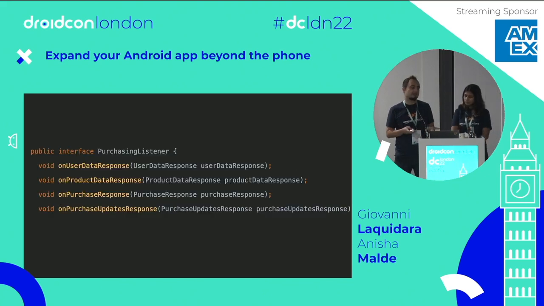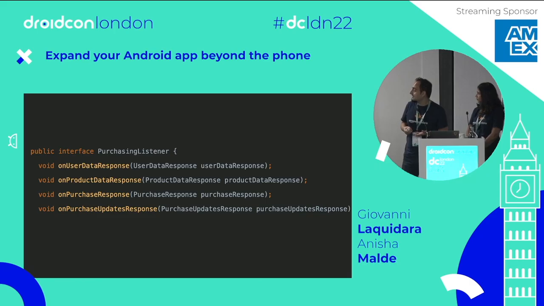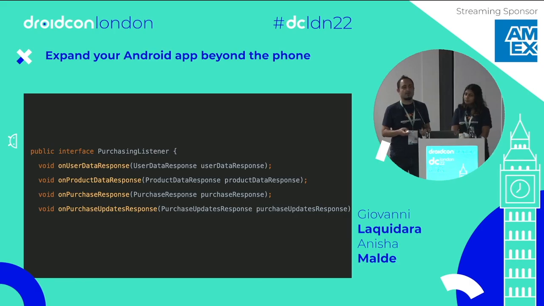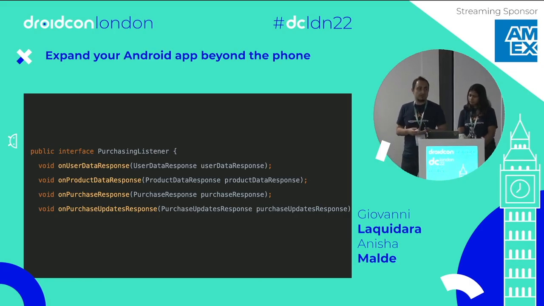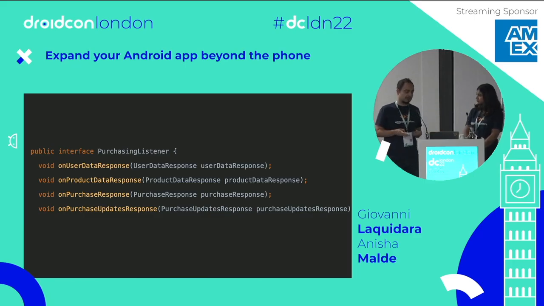The purchasing listener is defining 4 of the main methods that are the core of this API. Using these methods, you can access all the information you need about your purchases and your user purchases, like the information about your user, the information about the purchases, the information about updates about the purchases, and so on.